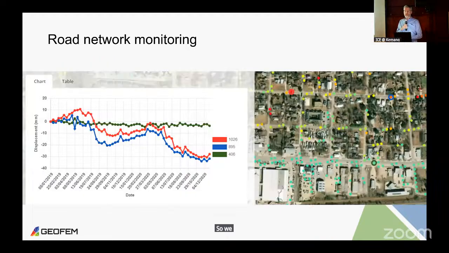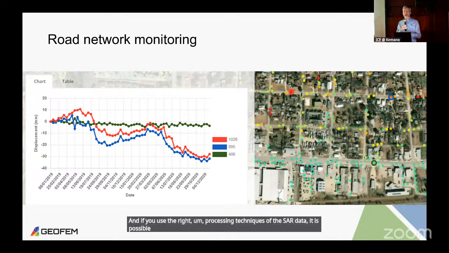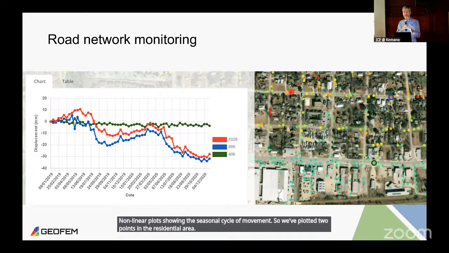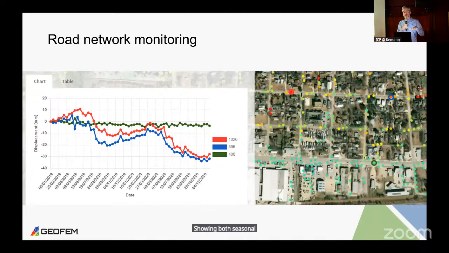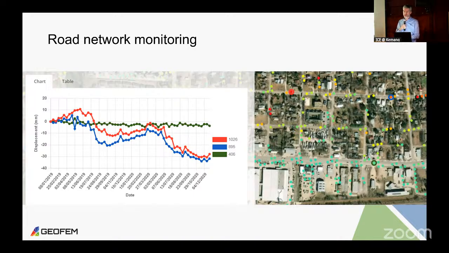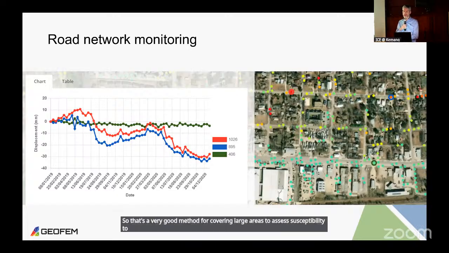So we can plot the data from some of those points. And if you use the right processing techniques of the SAR data, it is possible to get non-linear plots showing the seasonal cycle of movement. So we've plotted 2 points in the residential area, showing both seasonal movement and a gradual ratcheting of subsidence, compared with the green line, which is a point from the main road that was not showing significant movement. So that's a very good method for covering large areas to assess susceptibility to expansive clays.